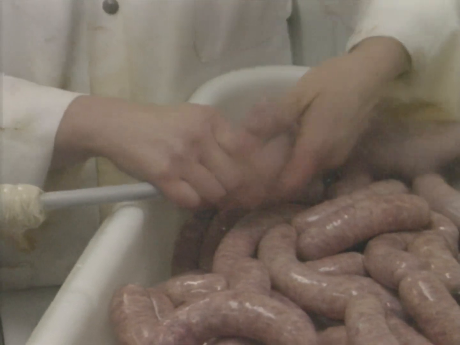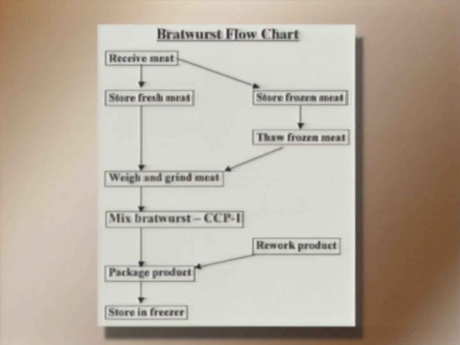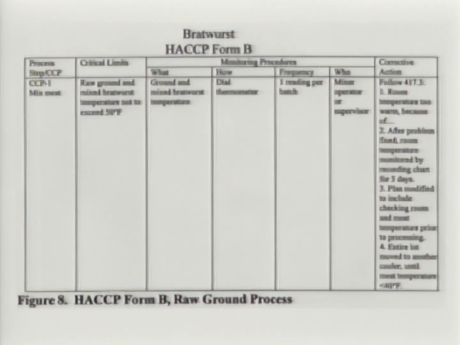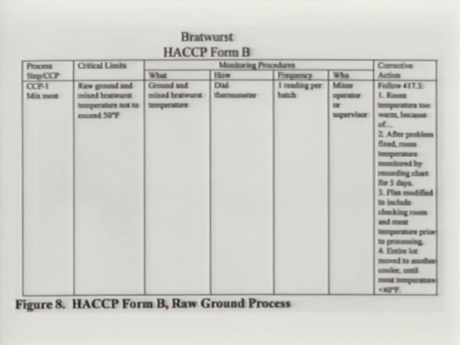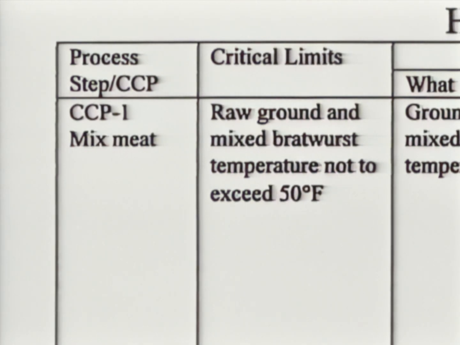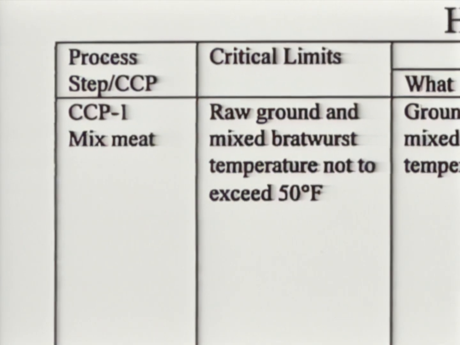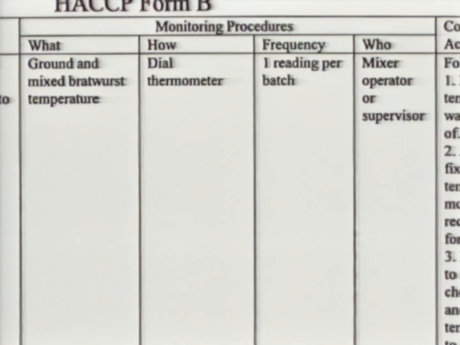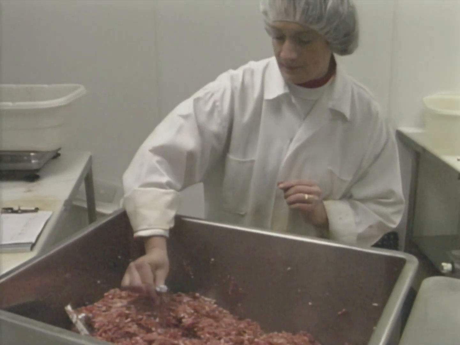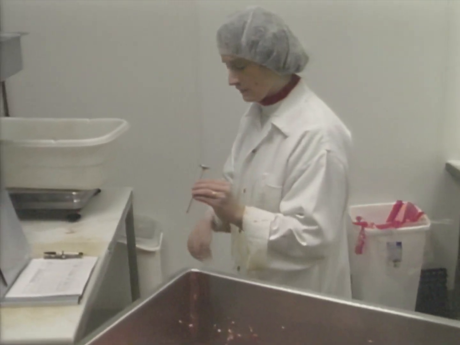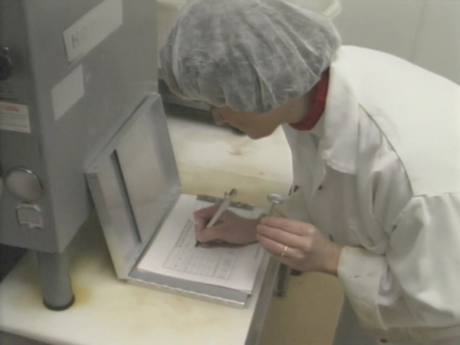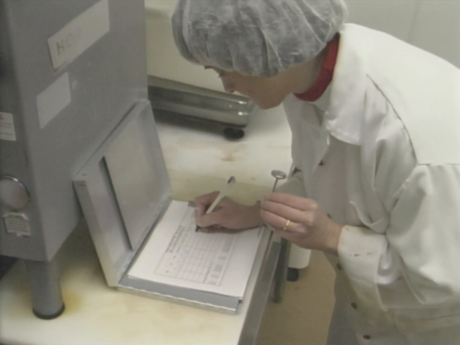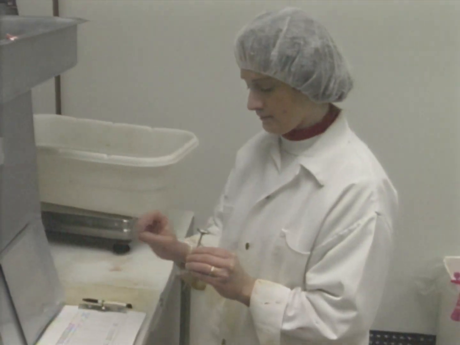Through hazard analysis, this very small establishment, Carly's Bratwurst, has identified the grinding step as a critical control point for a biological hazard in their raw ground product HACCP plan. Their critical limit for this CCP is seen in the second column of Form B: 50 degrees Fahrenheit maximum internal ground meat temperature. Monitoring procedures for CCP 1 involve checking ground product temperature 1 per batch at the time of mixing. The designated employee, in this case the person mixing the bratwurst, monitors this CCP, which involves temperature measurement using a dial thermometer and recording the temperature on the monitoring form in Figure 9.